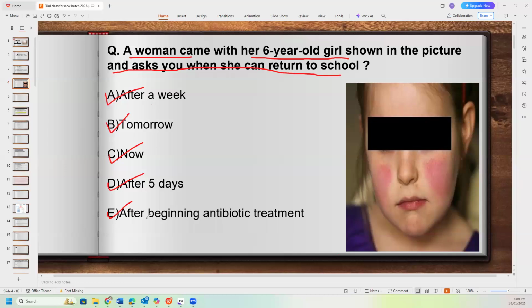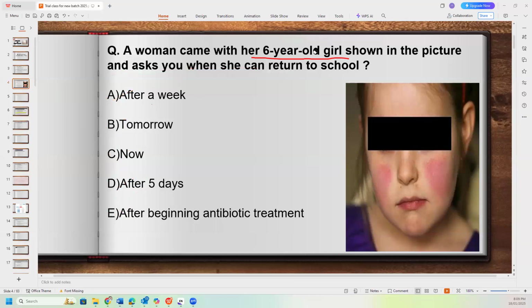AMC is very focused on pediatric health, especially infectious diseases, especially those associated with rashes. They will ask you at least 3 to 5 questions related to it in the exam. They will give you a similar picture or some other rash picture and ask you about either treatment or isolation or further diagnosis. So can anyone tell me what the disease is?